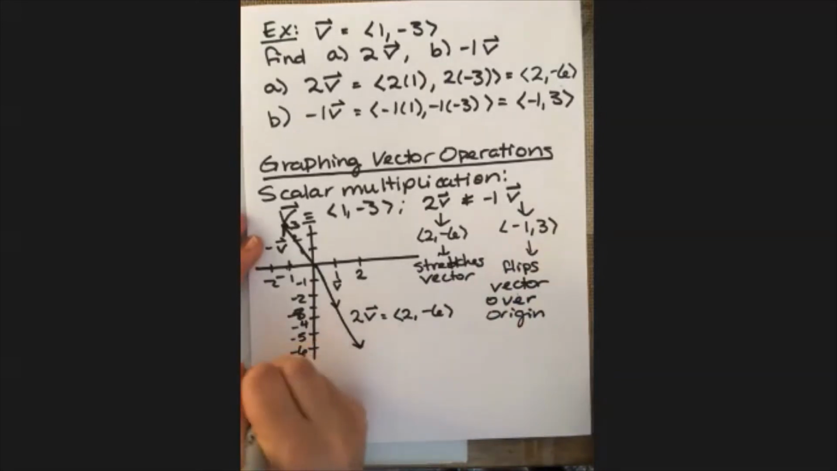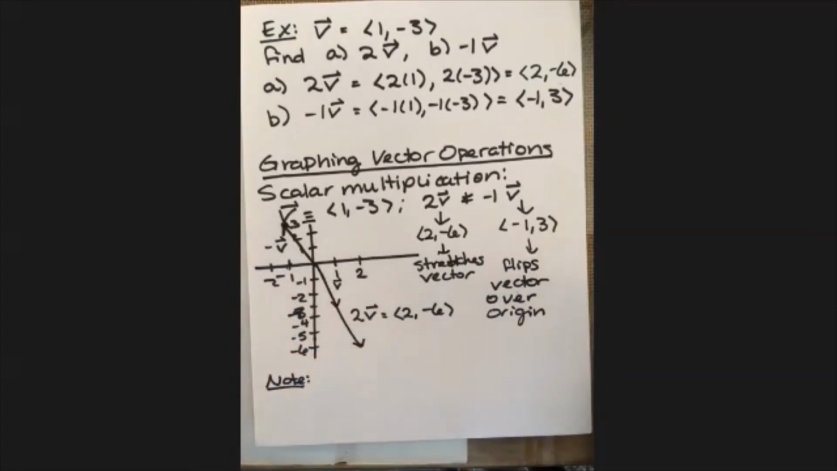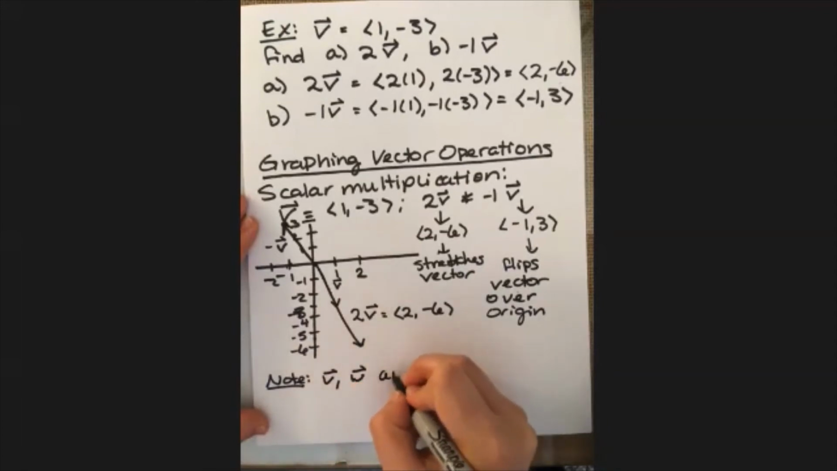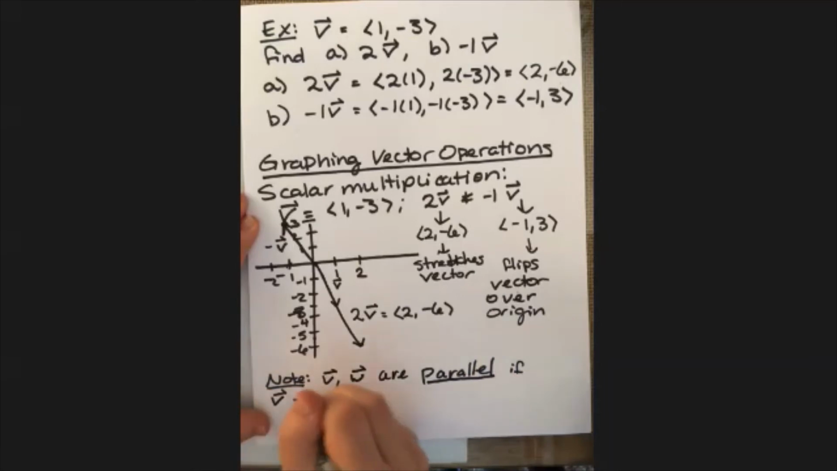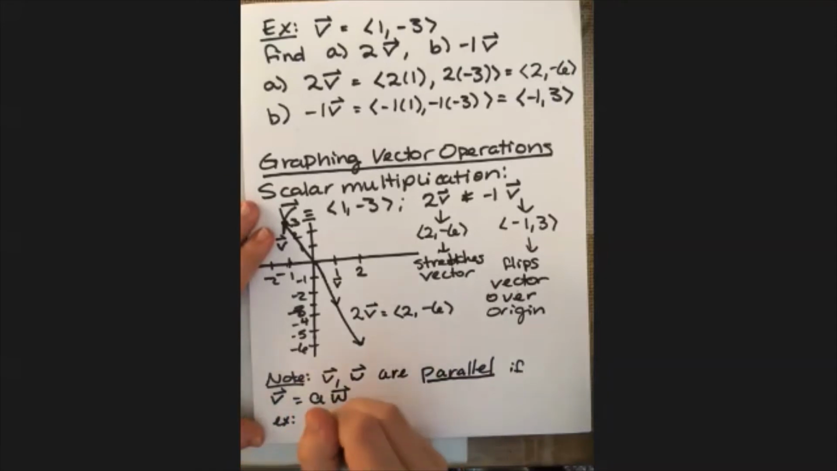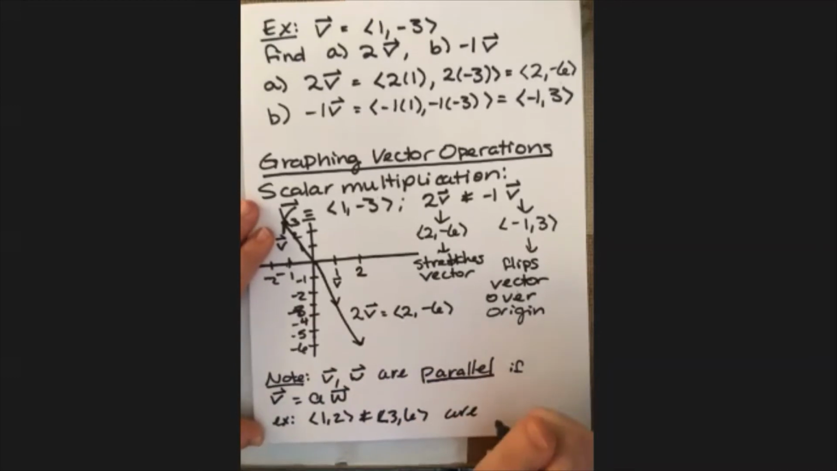And something else that I want to take a quick moment to point out is that if we have a vector that is a scale multiple of another one, then we say that those two vectors are parallel. So two vectors, v and w, are parallel if the vector v is equal to some scalar a times that vector w. So for example, the vectors 1, 2 and 3, 6 are parallel.